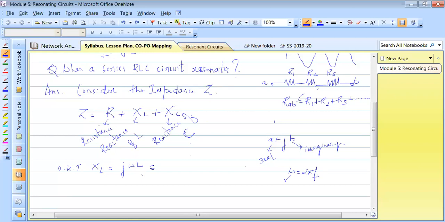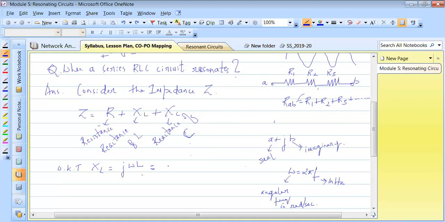What is omega? Omega is frequency. This is also frequency. What is the frequency difference here? Omega is frequency in radians per second, and f is frequency in hertz. Omega is called the angular frequency, and f is called the frequency in hertz. Understand that point?